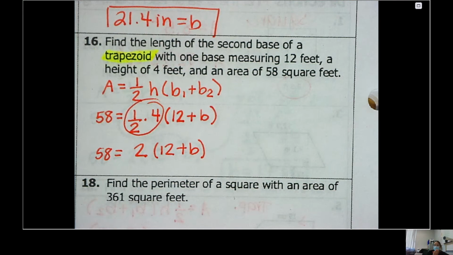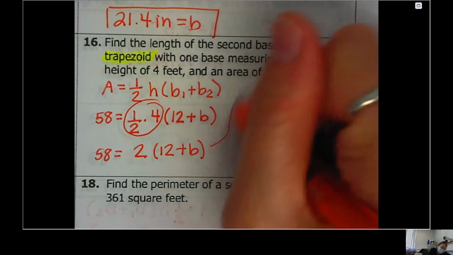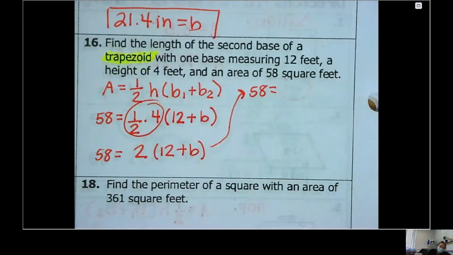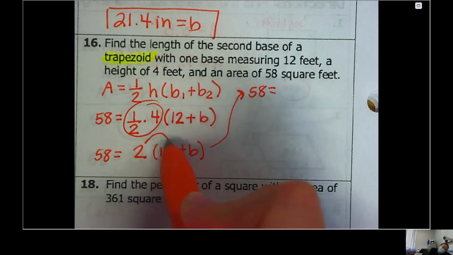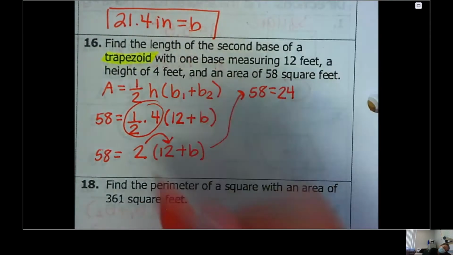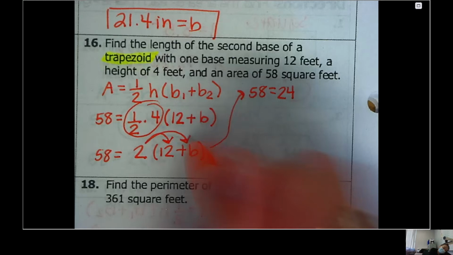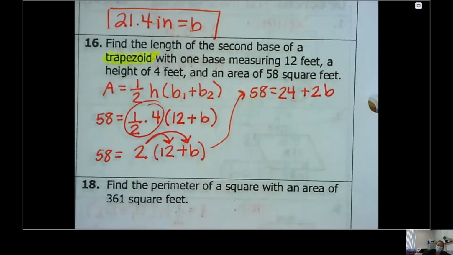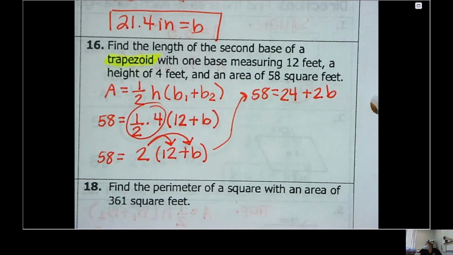Distribute. Very nice. I'm going to take that 2 that's in front of the parentheses and give it away to everything that's inside of the parentheses. So I ran out of space. I got to come up here. So 2 times 12 gives me 24. 2 times b gives me 2b. All right, now you know what to do.